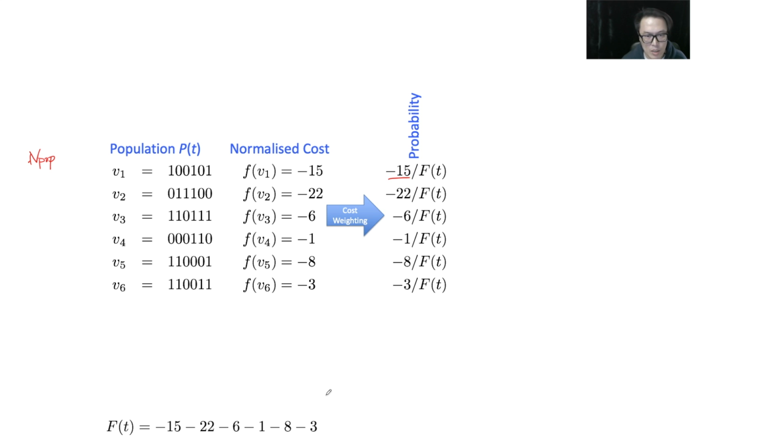And then this f of t is the total sum of this column. So we are going to compute the probability that we want to be chosen as parent. That is exactly the same as what we have done in the cost weighting. The second, the third, and then calculate each one of them.